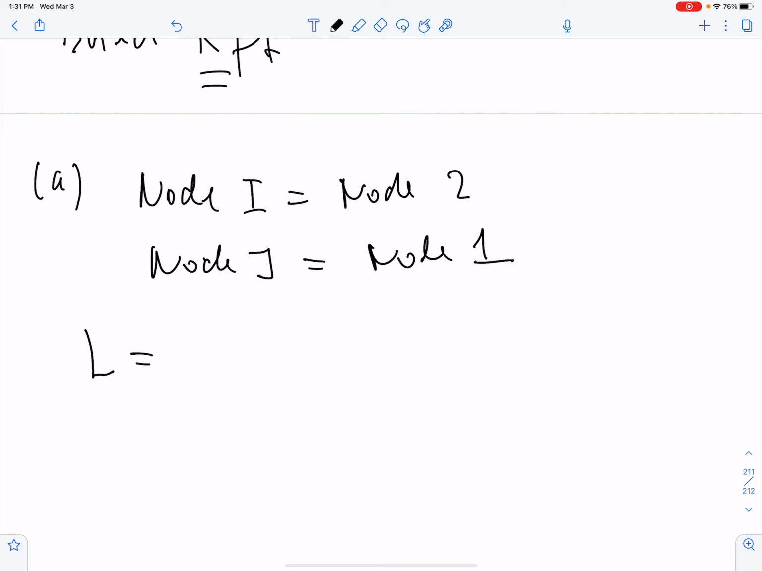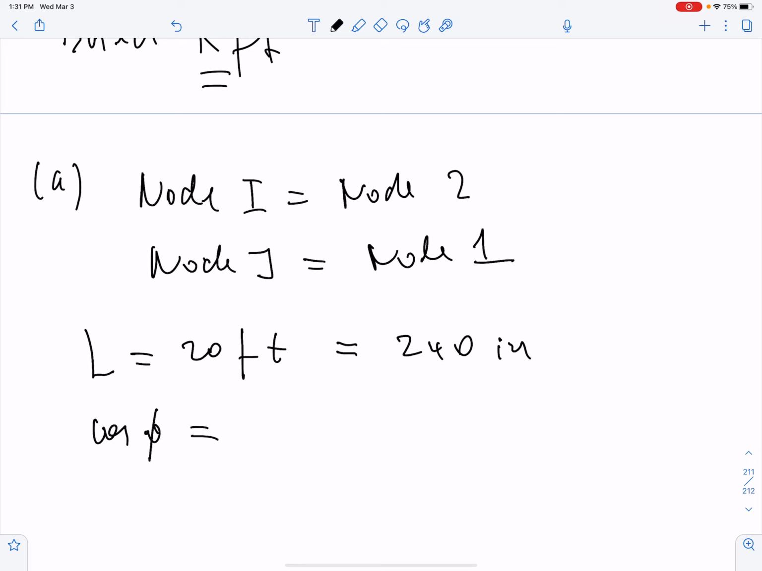Next, length we can compute to be 20 feet. Simple sum of squares, square root. However, all the problem dimensions and material parameters are given in terms of inches. The area is in inches squared, Young's modulus is kilopounds per square inch. So we need to go ahead and convert this to inches. We take 20 feet, multiply by 12, and we get 240 inches.